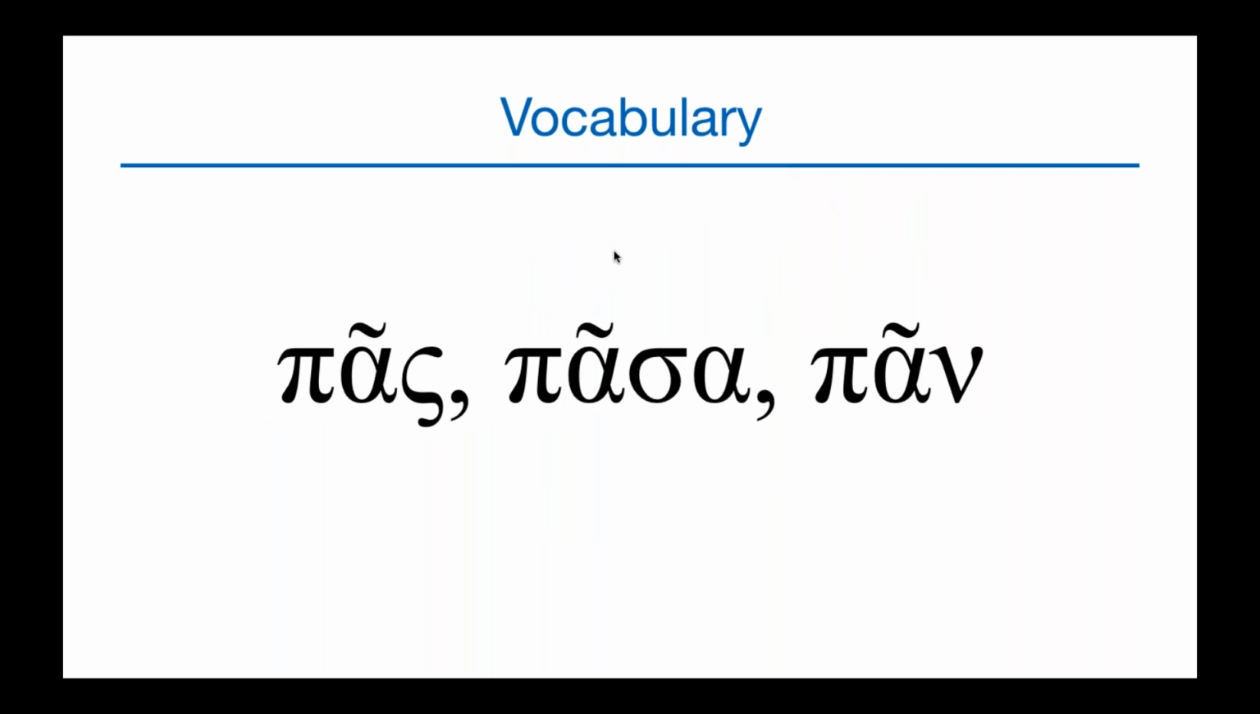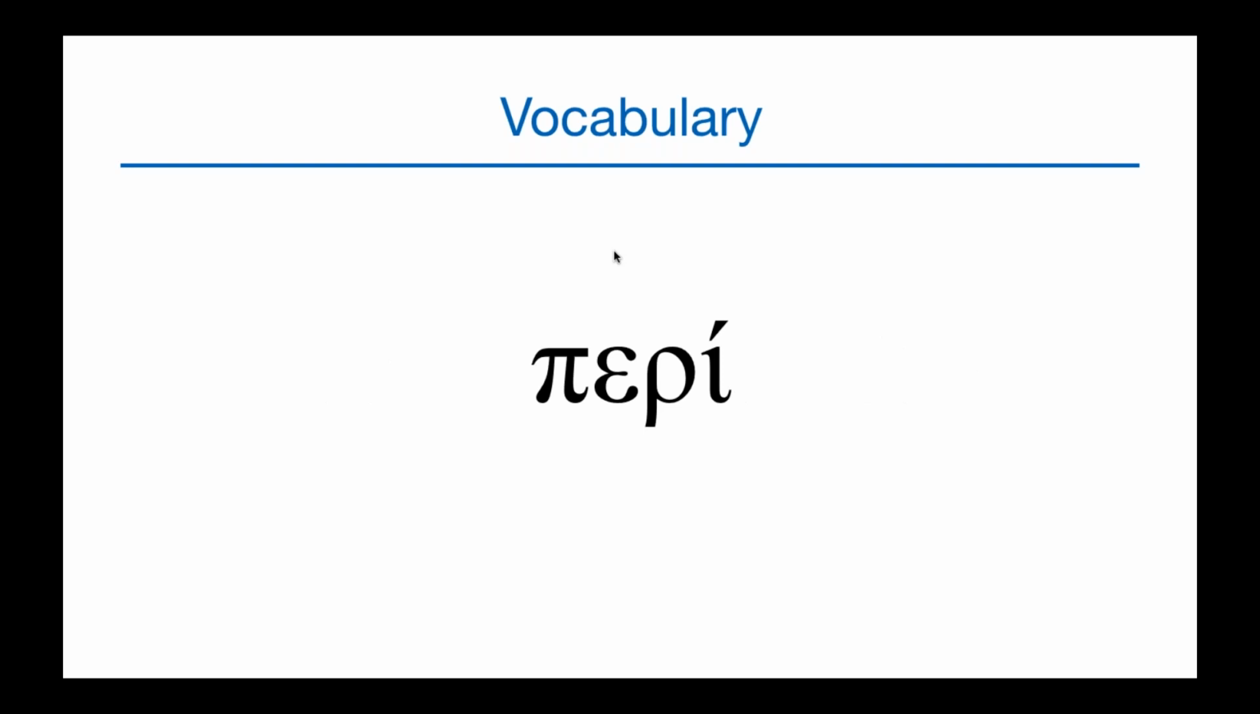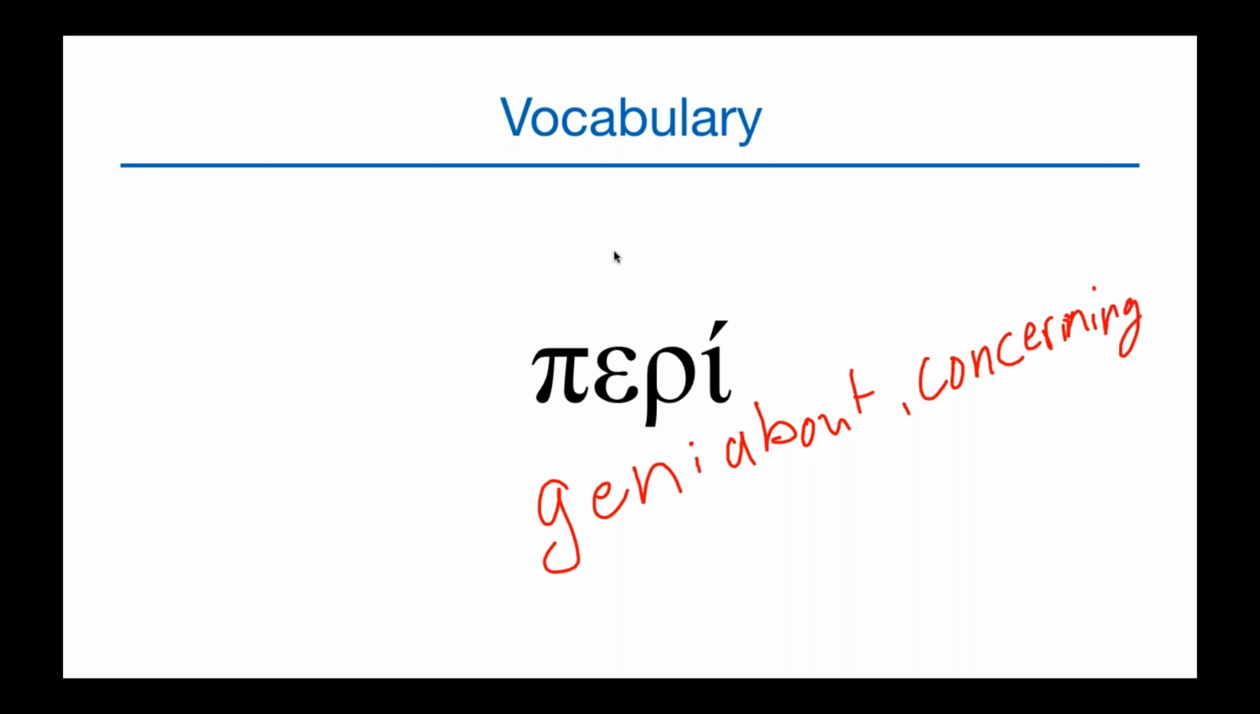Pas, as we talked about before, means each, every, and in the plural, all. Peri is another one of our prepositions. With the genitive, we usually use about. It can also mean concerning. And with the accusative, it means around. So this is where we get the term perimeter from.